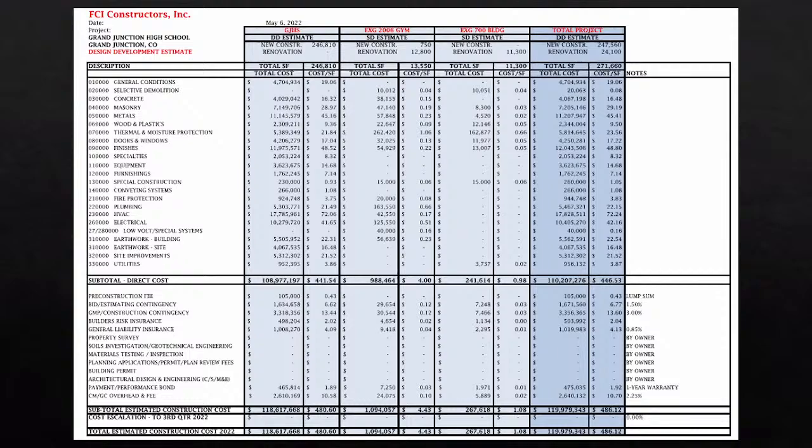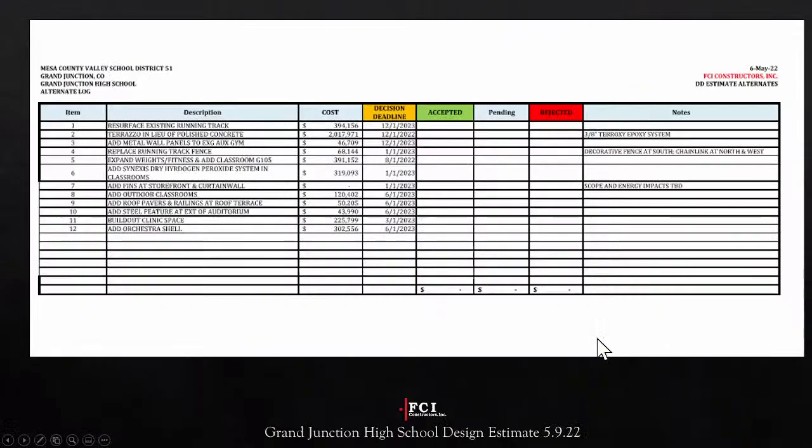Is that it for this page? We feel pretty good about that. Okay. All right, Riley, next slide. Okay. Next page back is the ad alternate list that we talked about.